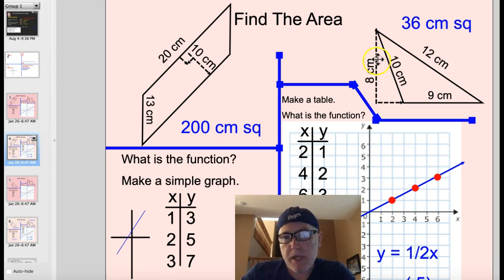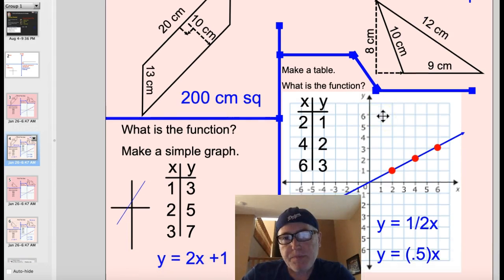This is base times height. The height is 8. The base is 9. You don't need these other measurements unless you're trying to find the perimeter. We'll look at that later today. Then you just add these 3 up. Base times height is 72, divide by 2 will be 36.